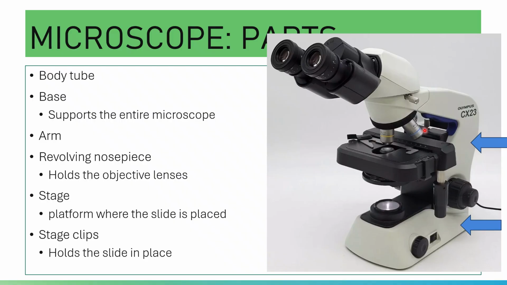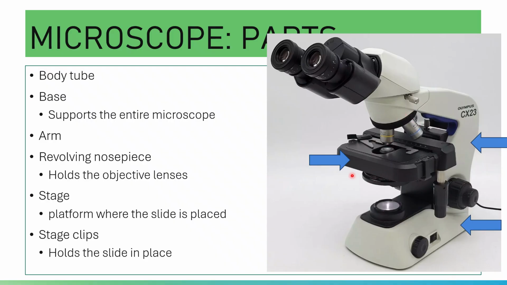And then, of course, you have your revolving nose piece. It holds the objectives in place. The arm is where the rotating nose piece is attached, and this revolving nose piece holds the objective lenses. It clicks into position so that the selected objective is aligned with the optical path. That is your objective lenses.